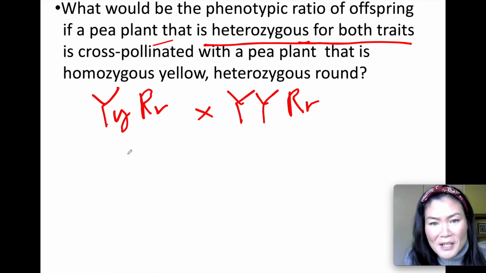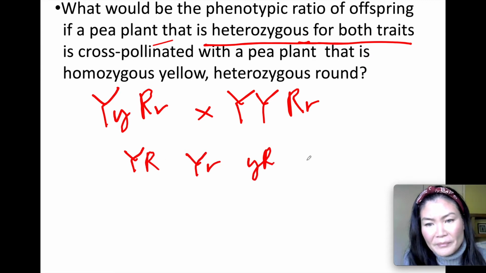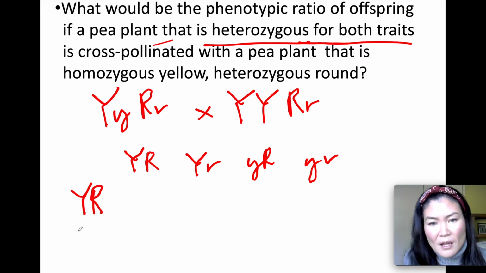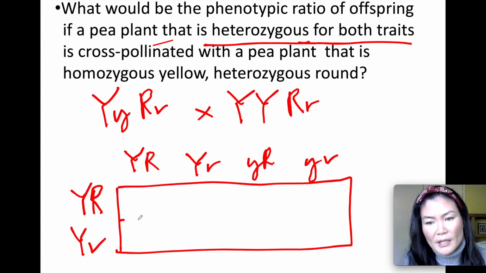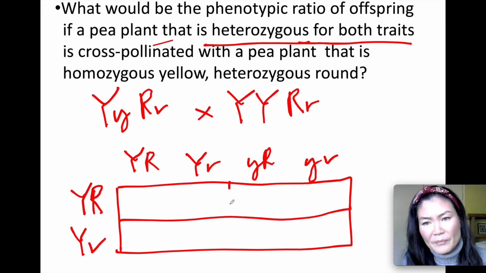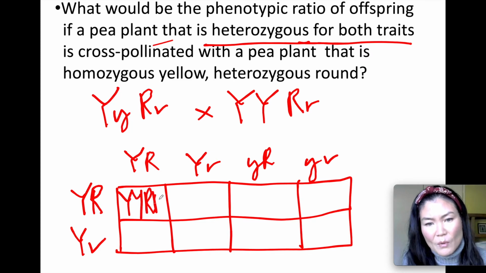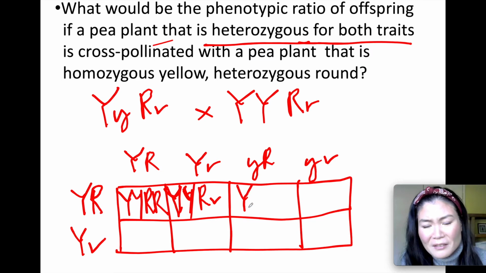So this parent can make 4 different kinds of gametes, right? And then this other parent can make how many different kinds of gametes? That's actually not 4, it's 2: big Y, big R and big Y, little r. So this Punnett square is not going to be as big. It's going to be a 2x4. It could be a 4x4 if we doubled it, but we're not going to waste time doing that. So you could do it this way. Big Y, big Y, big R, big R, big Y, big Y. Oh, it's so messy. Big Y.